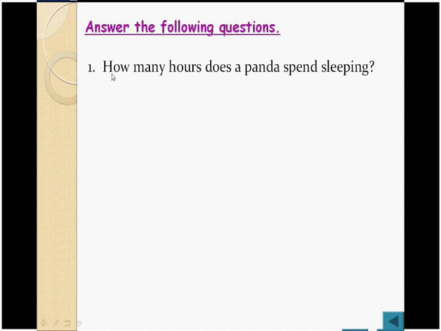Question number 1 is, how many hours does a panda spend sleeping? So here we have a WH question and we are looking for how many hours. Okay, so we are going to look for the number of hours, and number of hours of what? Sleeping. Okay, that the panda is sleeping.